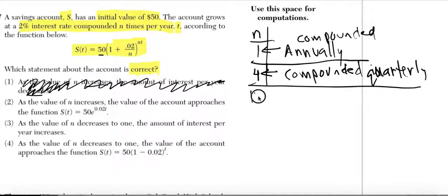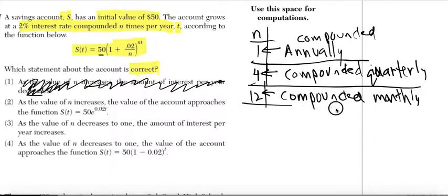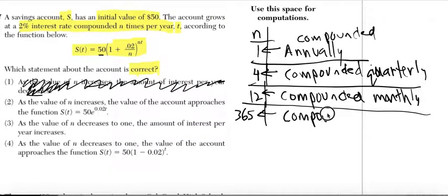If n equals 12, that means it's compounded monthly. That means 12 times a year. Once a month is the same as 12 times a year. Now we could compound more and more frequently, right? There are 365 days in a year. So if it's compounded once a day, or daily, that's 365 times in a year.